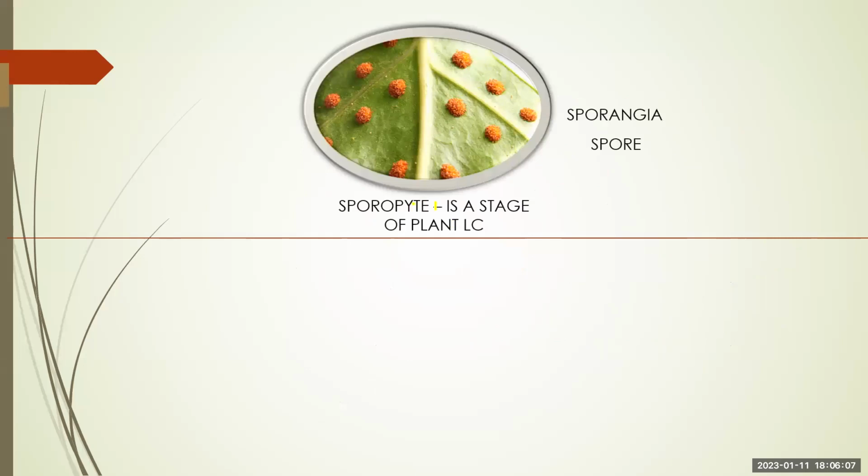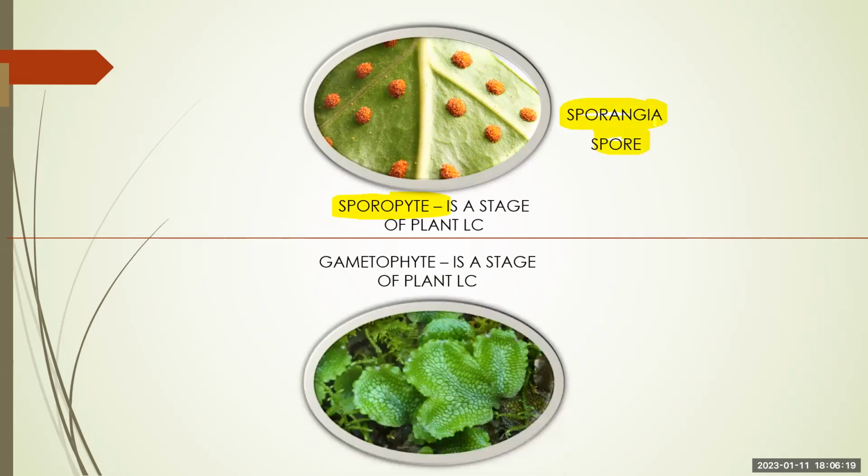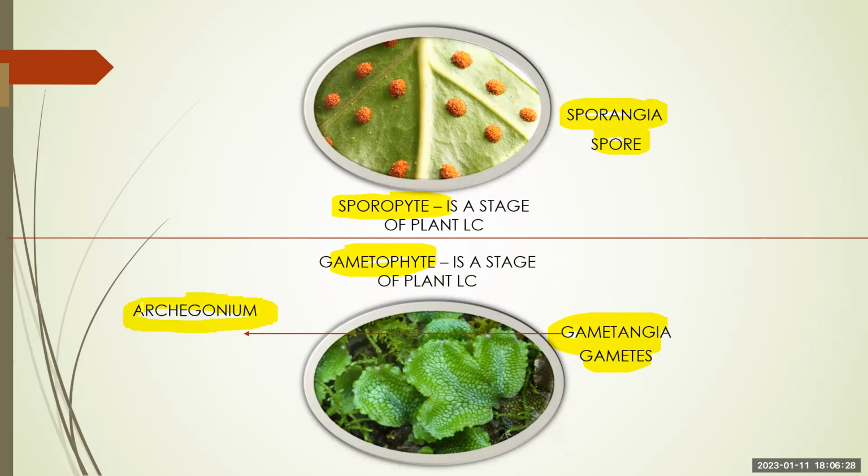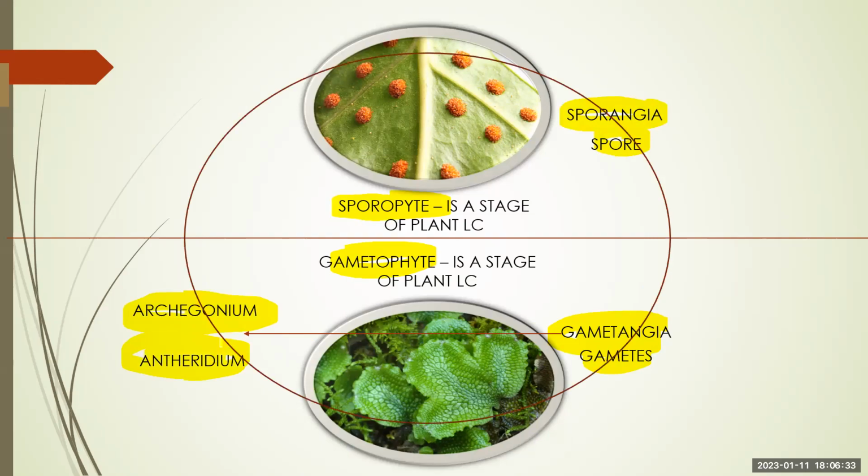So in the general life cycle, we have this sporophyte stage and it produces spores in the structure called sporangia. And the second stage is the gametophyte stage, and it has gametangia and it produces gametes. Gametes are produced in the archegonium in the female and the antheridium in the male. So then it completes the life cycle this way.